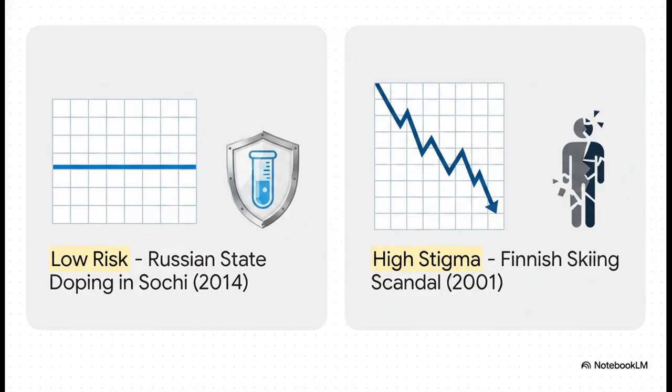But contrast that with the 2001 Finnish skiing scandal in Lahti. Over in Finland, the cultural shame, the C variable, was absolutely catastrophic. It practically devastated the nation's entire sporting culture for over a decade. So athletes from different places face totally different risks and massive cultural stigmas.